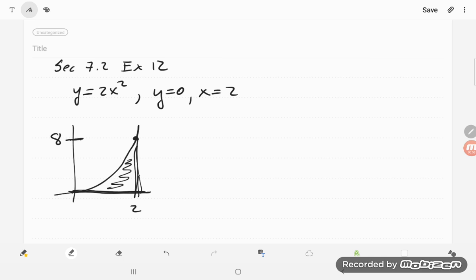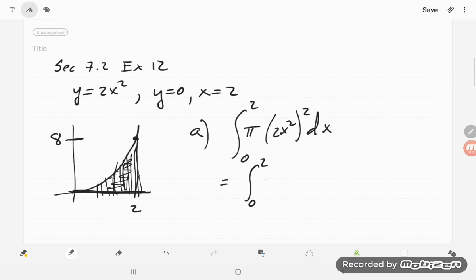And in part A, they ask us to revolve this around the x-axis, so we split it up that way. So our r is just the height of the function, 2x squared. We go from 0 to 2, and so this is the integral from 0 to 2 of pi r squared, so this is 2x squared squared dx. So that's not so bad.